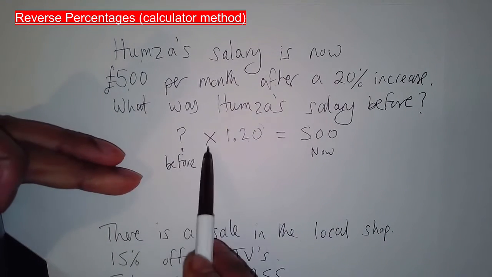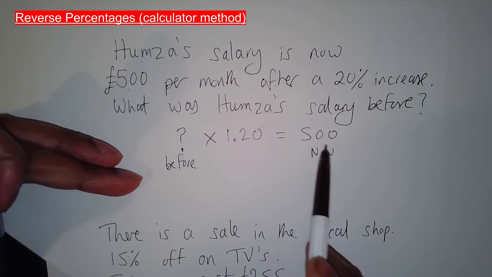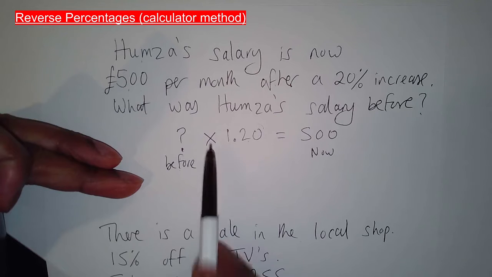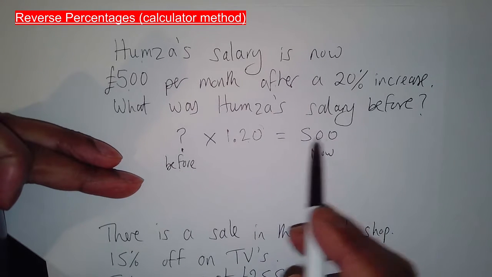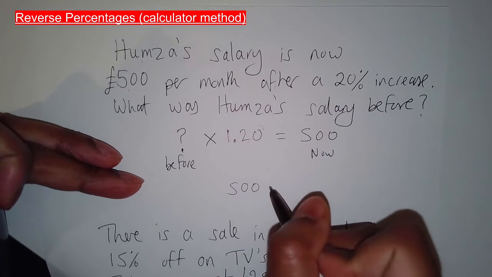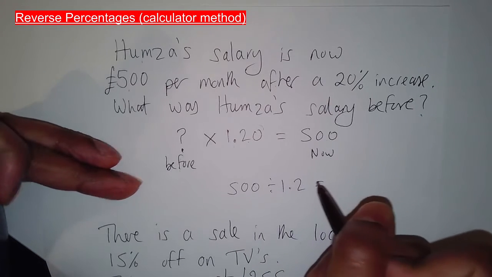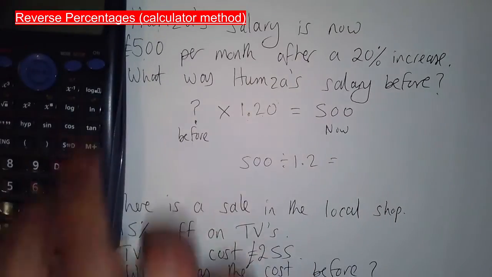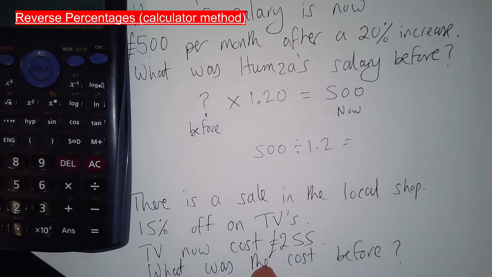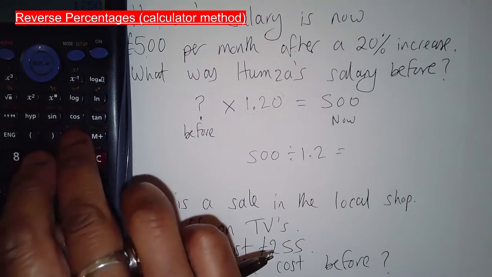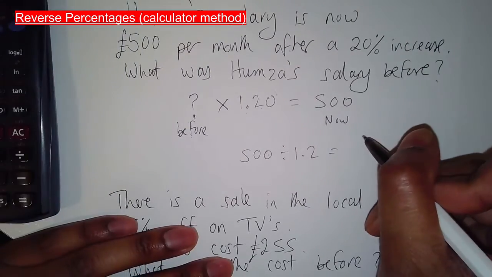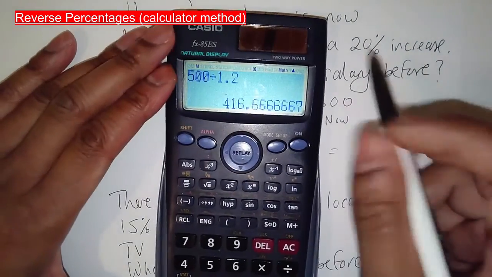So now something times 1.20 to give me 500, you do the inverse operation. The inverse operation of timesing is dividing. So you've got to do 500 divided by 1.2. So we're doing the inverse operation. Now on the calculator display you can see here, this is what I get.